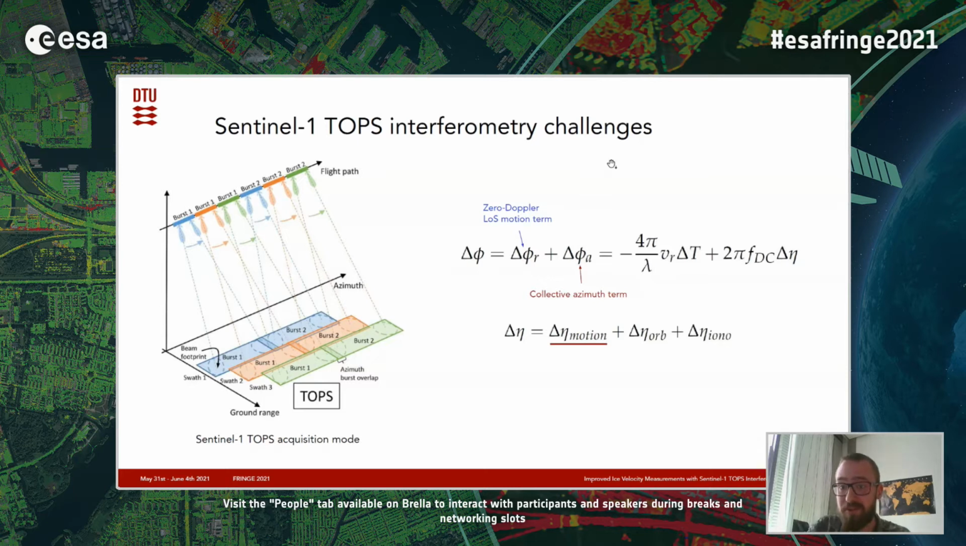So it's important to stress that this motion term is not exactly an error term, as we would often label the other two terms. It's just a consequence of how the TOPS mode steers its antenna from aft to fore. But the consequence is that this term varies across the burst. So at burst boundaries, where we go from looking one way to the other, we can get discontinuities in the phase, which can cause gradients in our resulting unwrapped velocity. But if the discontinuities are large enough, we might have trouble unwrapping across them, and we introduce unwrapping errors.